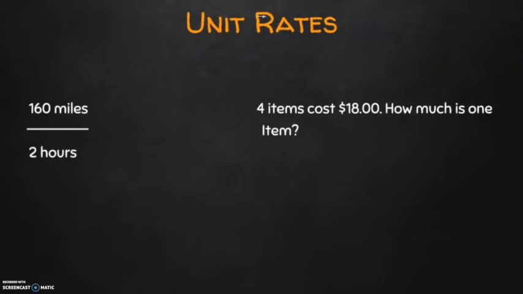Here, for our first example, we see that we have 160 miles in 2 hours. Now, we want to find out how many miles do you go in 1 hour. So, when we talk about unit rates, typically our second term, or the term in the denominator, we want to make that 1. So we can write that as follows. How many miles can we go in 1 hour?